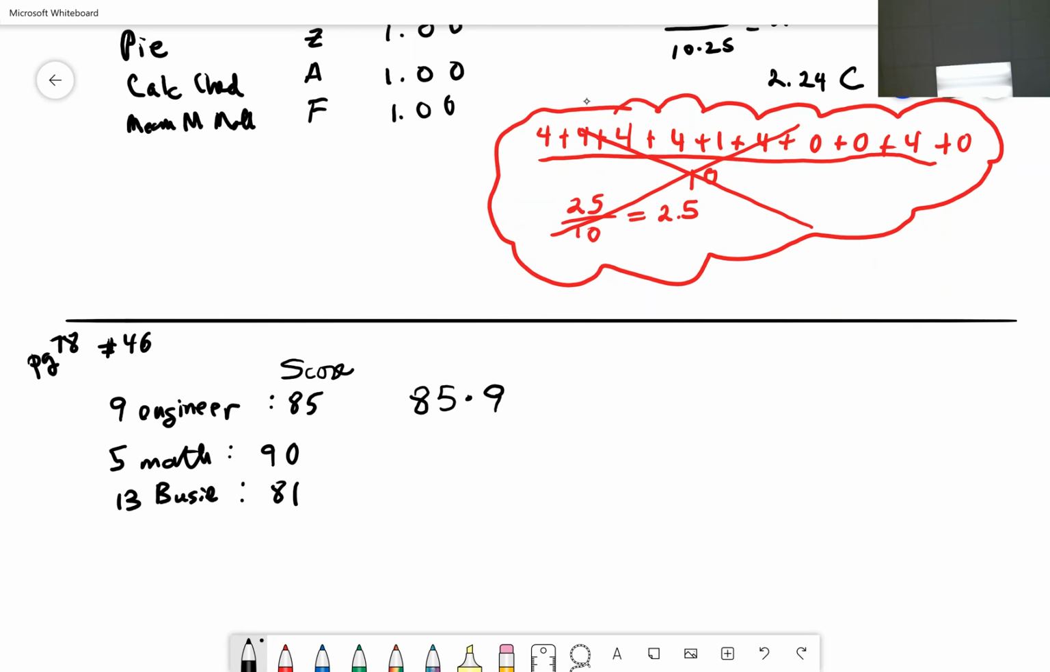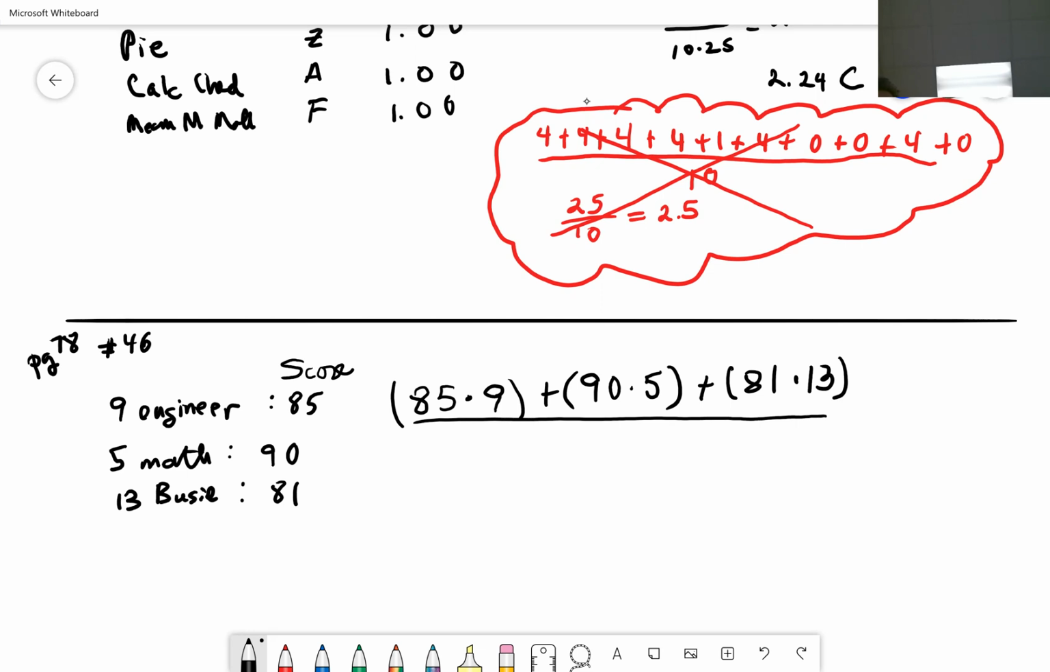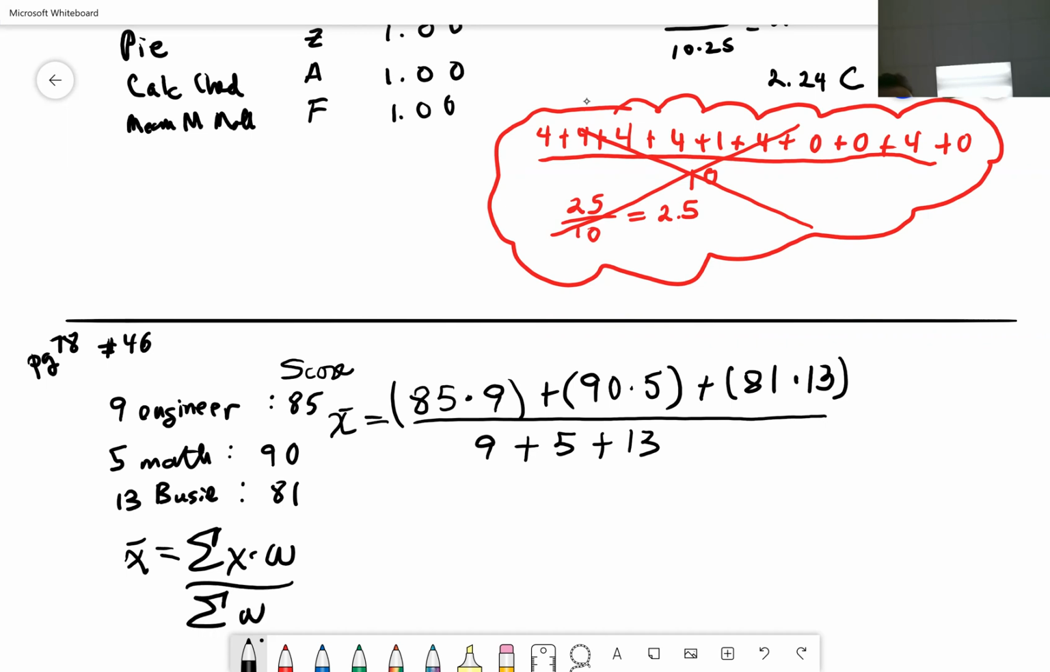See, you don't have to have the weights as percentages. You see, you have 9 85s, right? And then you would add to that 5 90s. And you would add to that 13 81s. You see? All divided by 9 plus 5 plus 13. So this would have been your X bar. And again, we're following the formula here. The formula is X bar equals the sum of X times W divided by the sum of W.